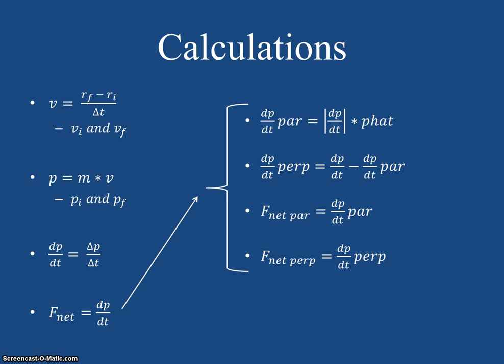F net and dp dt can be broken down into their parallel and perpendicular components, shown here. The parallel and perpendicular components will be used to construct the arrows displaying the parallel and perpendicular components while the star orbits the black hole. All of these calculations are translated and used in the Python code to construct the computational model.